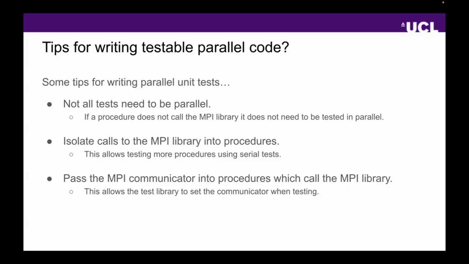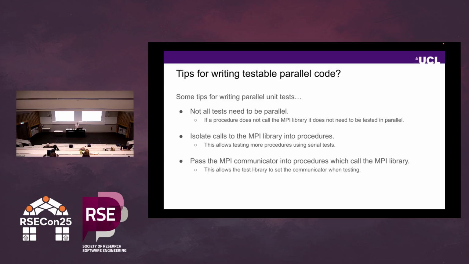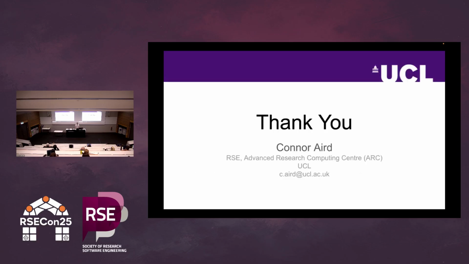And then, as I've said, the last one, you need to pass in the MPI communicator for these things to be testable with PF unit, just because it allows us to set the communicator and the number of ranks. Okay. And yeah, that's the end of that.